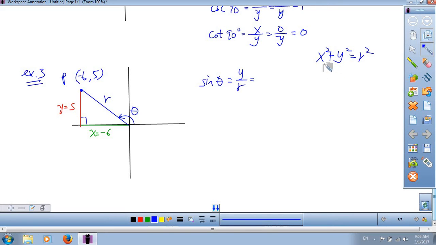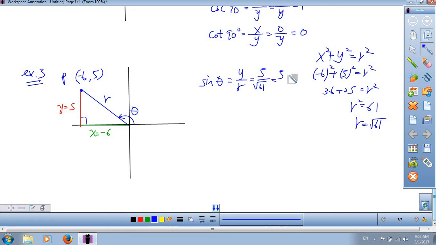So let's find r first. (-6) squared plus 5 squared equals r squared. So 36 plus 25 is equal to r squared, so r squared is equal to 61. So r happens to be the square root of 61. Now, 61 I think is a prime number, so we can't reduce it. So y over r would be 5 divided by the square root of 61, and if we rationalize it, it will be 5 square root 61 over 61.